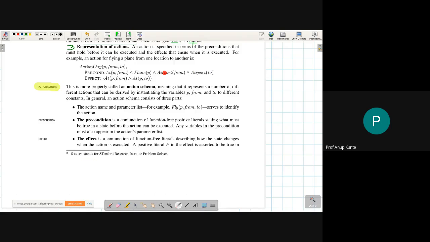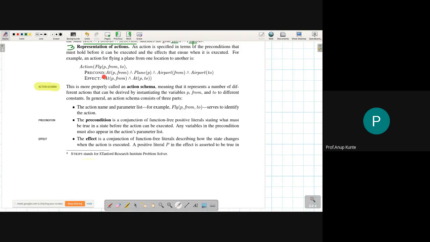I need to first check whether "from" is an airport, "to" is also an airport, and P is a plane. The precondition should be that the plane should be at "from". So At(P, from) indicates that the plane is at airport "from", the plane is P, the airport is "from", and the airport is "to". So these are the things that need to be met if I want to fly from "from" to "to" using plane P.